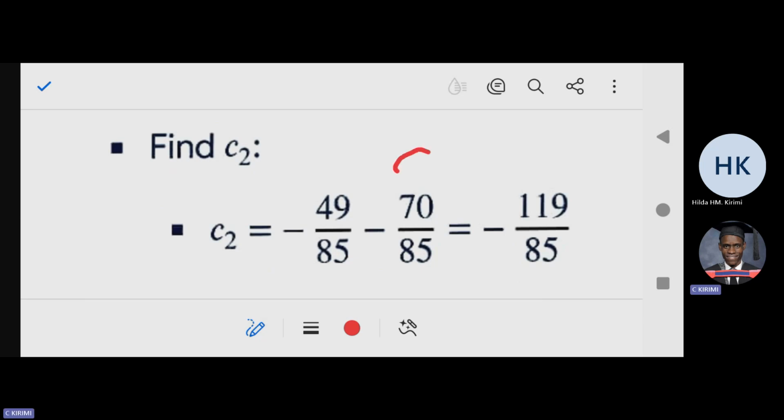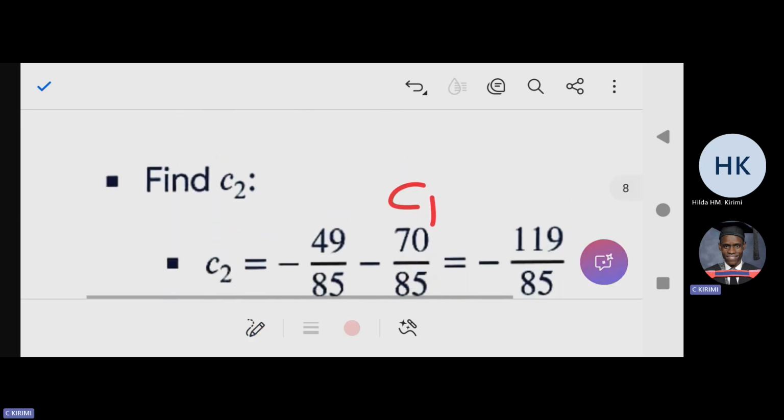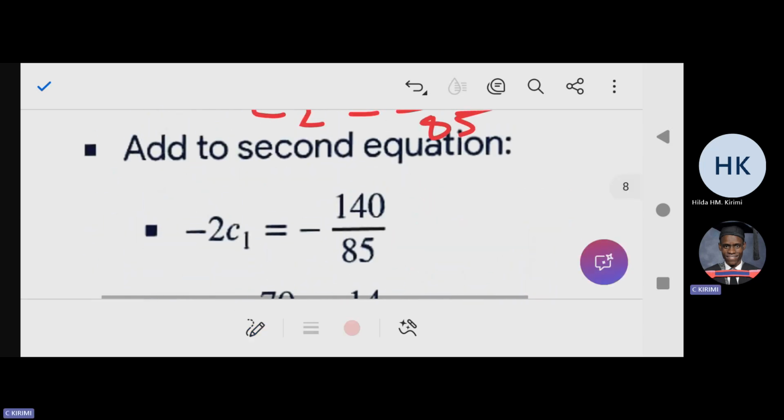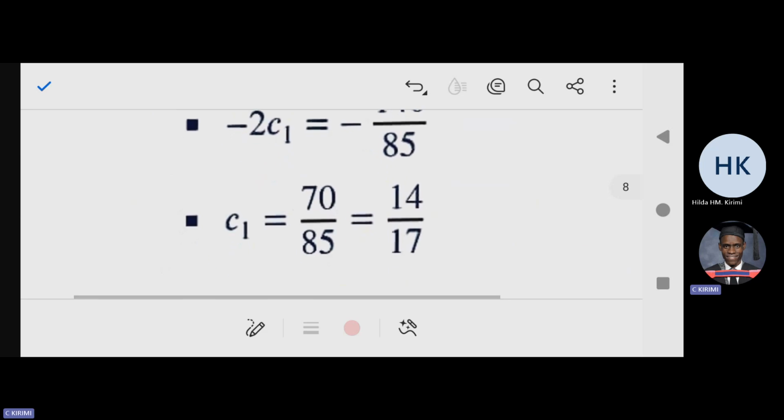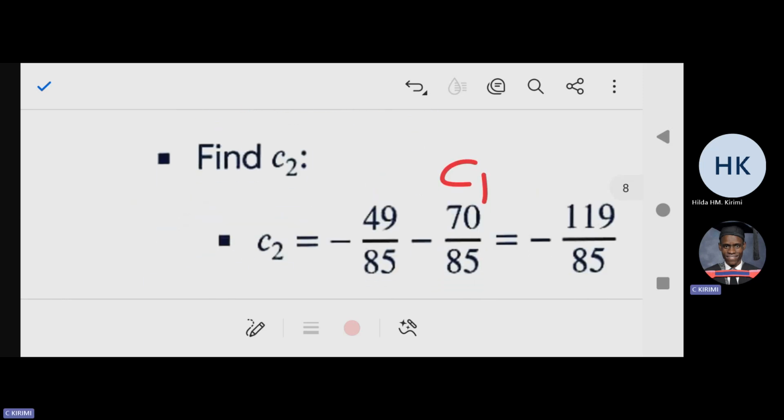So this is our C1. Before it was reduced to the lowest common number, it was 70 over 85. Before we reduce it, it was 70 over 85. So minus C1, you get the answer of C2.